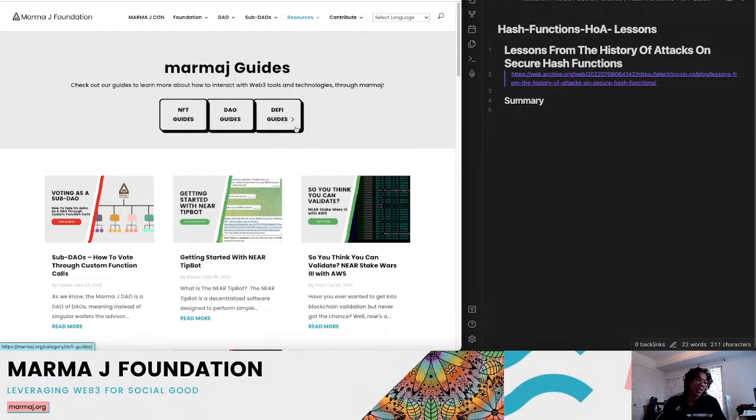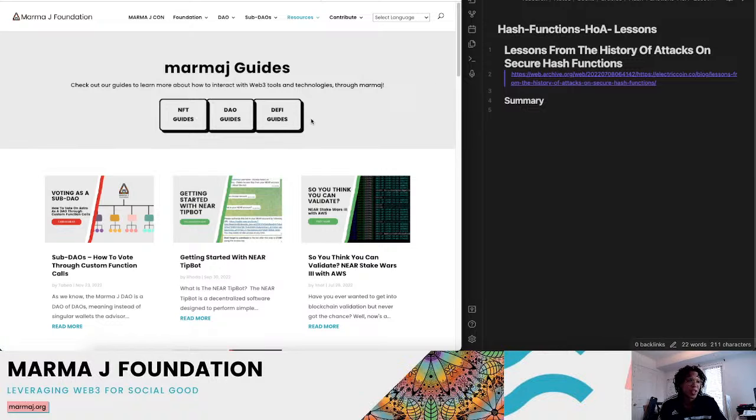And then DeFi guides, decentralized finance. So, how do you interact with stable coins, with tokens that are used for gas fees like Near, Ethereum, Bitcoin? How do you interact with governance tokens that are used for various projects, all on the blockchain?